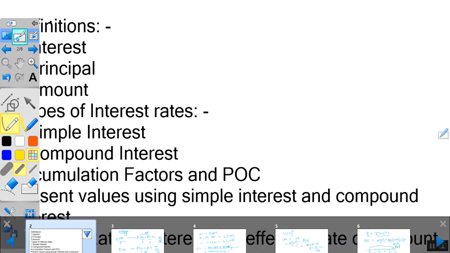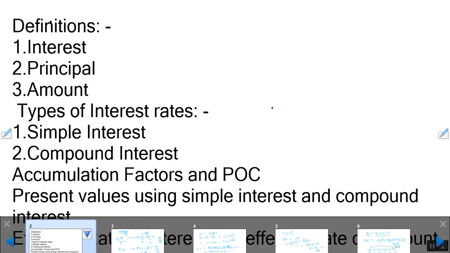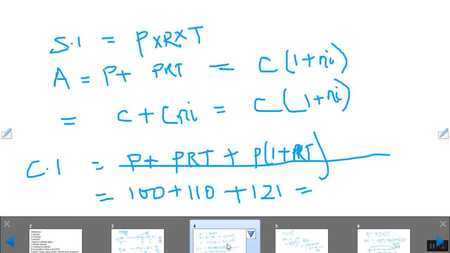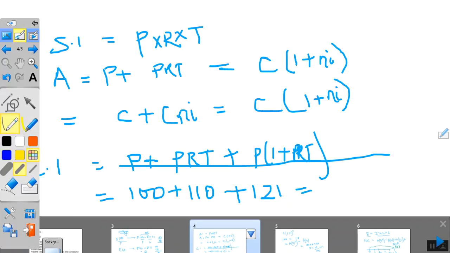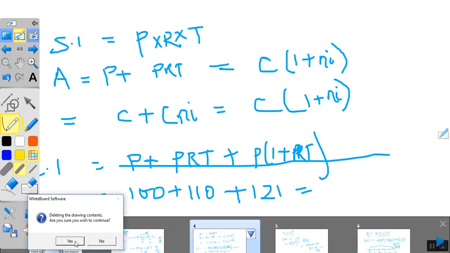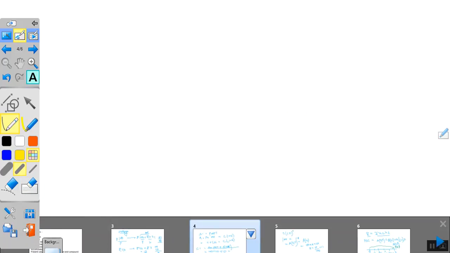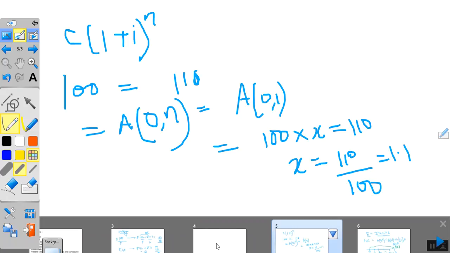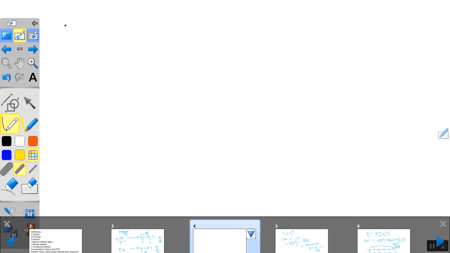Next, we'll proceed with present values using simple interest. Okay, let me just erase this. How will you find the present value using simple interest? Let's say I have 100, which is my initial investment. After 1 year, it becomes 100 plus 10.